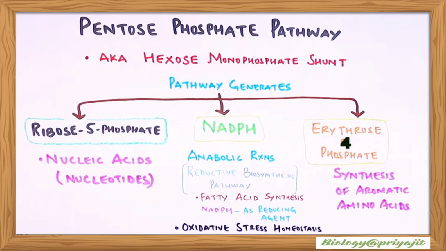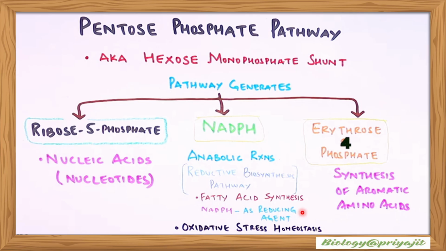Now we should know what the pentose phosphate pathway, which is also known as the hexose monophosphate shunt, generates. It mainly generates 3 types of molecules. Ribose 5-phosphate is necessary for the production of nucleotides, which ultimately produce nucleic acids. Then NADPH, which is a driver of anabolic reactions like reductive biosynthesis pathways such as fatty acid synthesis. NADPH also acts as a reducing agent.